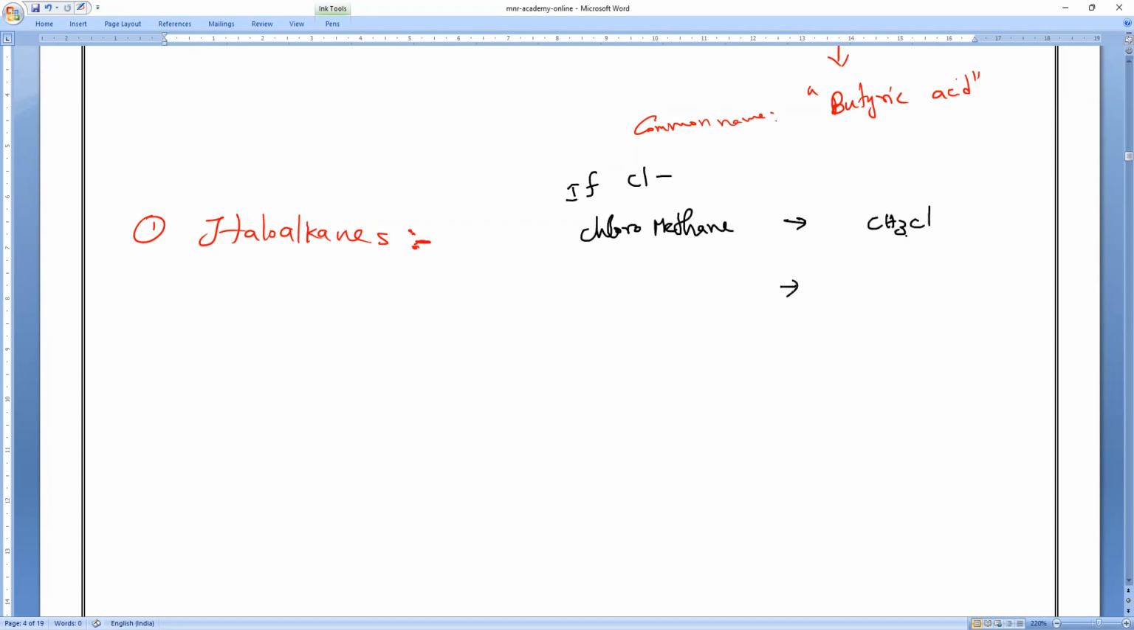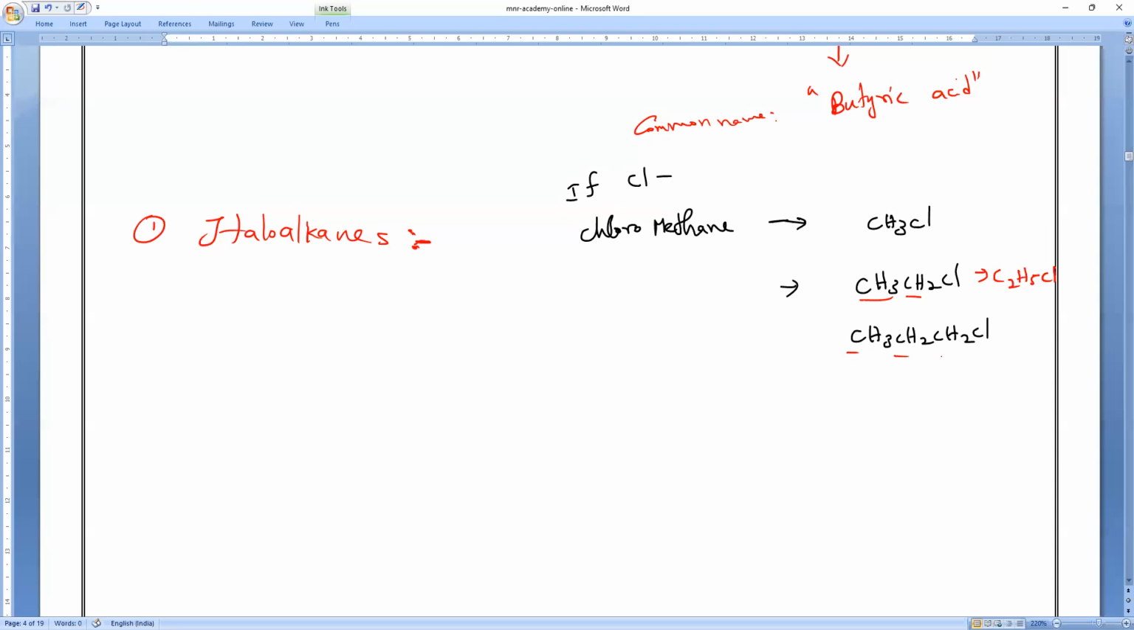CH3Cl. Next, one CH2 increase, nothing to learn new things. So CH3, CH2Cl. Next, one more CH2 increase. CH3, CH2, CH2Cl. See how simple I am writing. Nothing to worry about it. Then this formula I can modify it like this: C2H5Cl. Now, I have done the change.